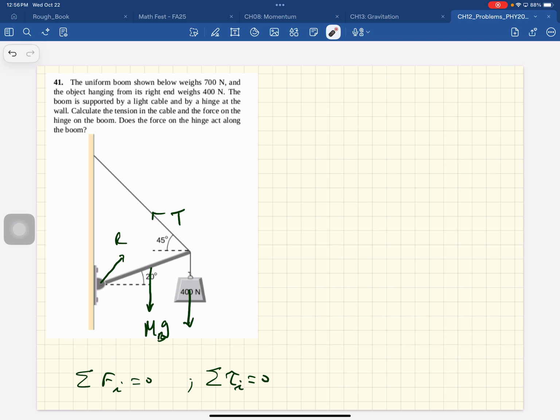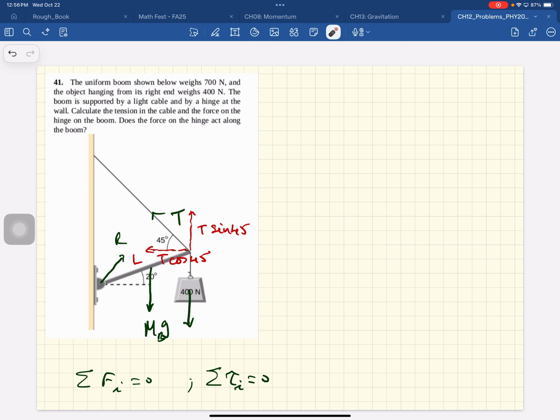Okay, so right now, we want to calculate the tension, so this would be a wise choice, to calculate the torque about this point. All right, so to calculate the torque about that point, here's the tension. Now we will break this tension into this component and this component. This angle is 45 degrees and this angle is 45 degrees. So this is T cosine 45 and this is T sine 45. Also we'll say the length of the boom is L.